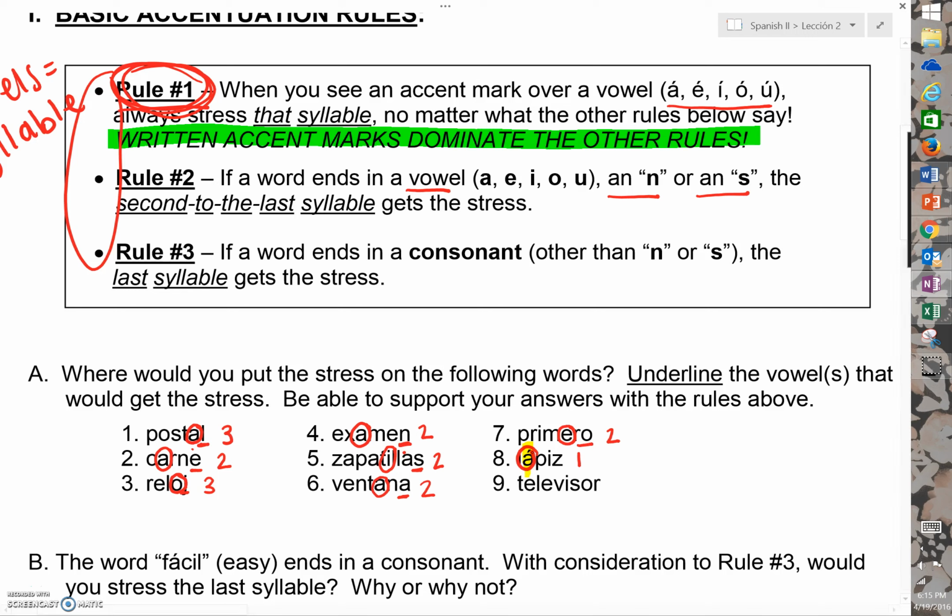Last one, televisor. Televisor ends in an R, which is a consonant other than N or S, so our last syllable will get the stress. Take a couple minutes and answer the next few questions about where stress falls in each of these words. Be sure to explain your answer and cite your rules.